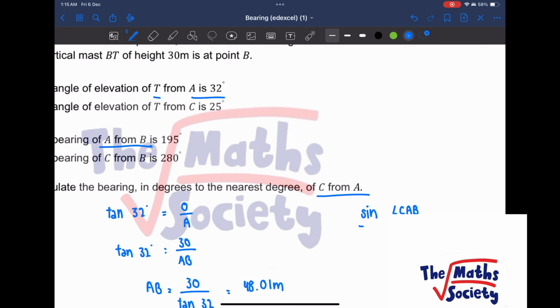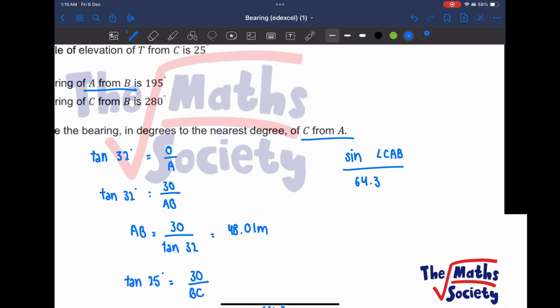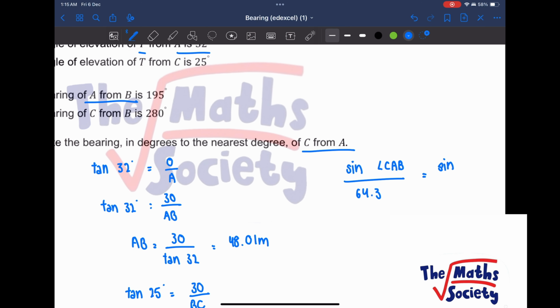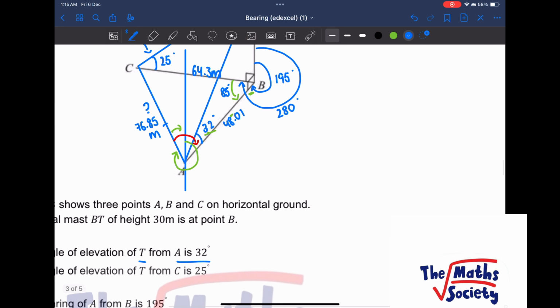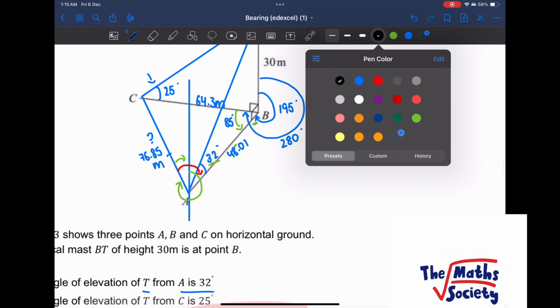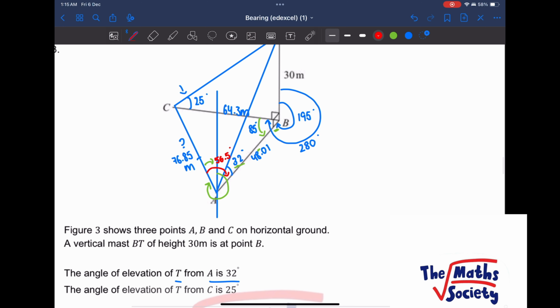So the one that's right opposite, which is 64.3, equals sine 85 over its opposite length, which is 76.85. So for angle CAB, after you multiply sine 85 with 64.3 divided by 76.85, and you inverse sine, you will get an answer of 56.5 degrees for angle CAB. That is your angle CAB.